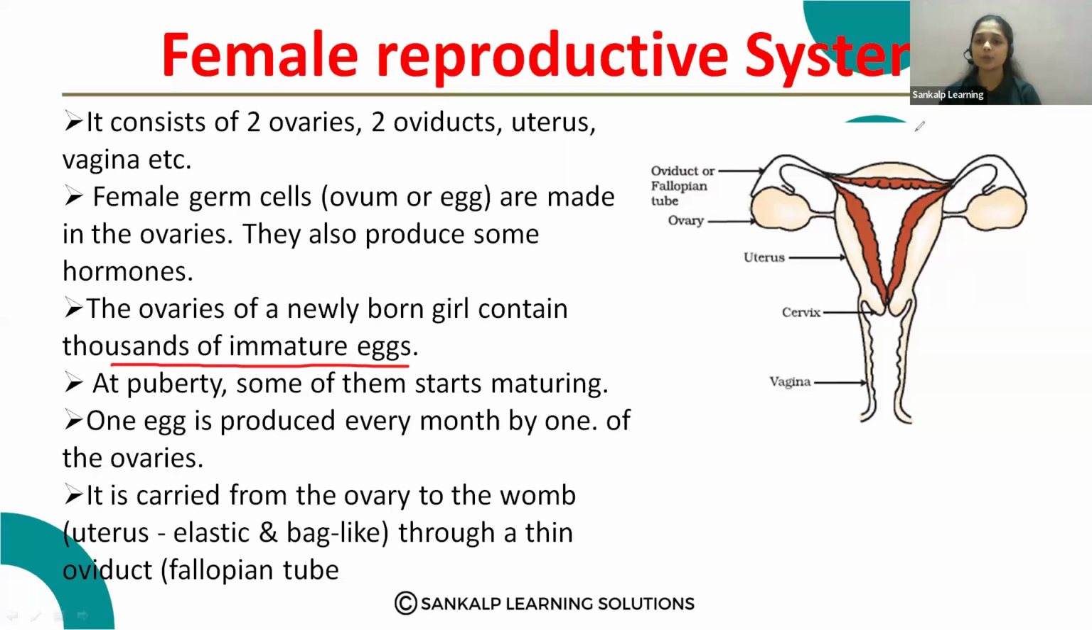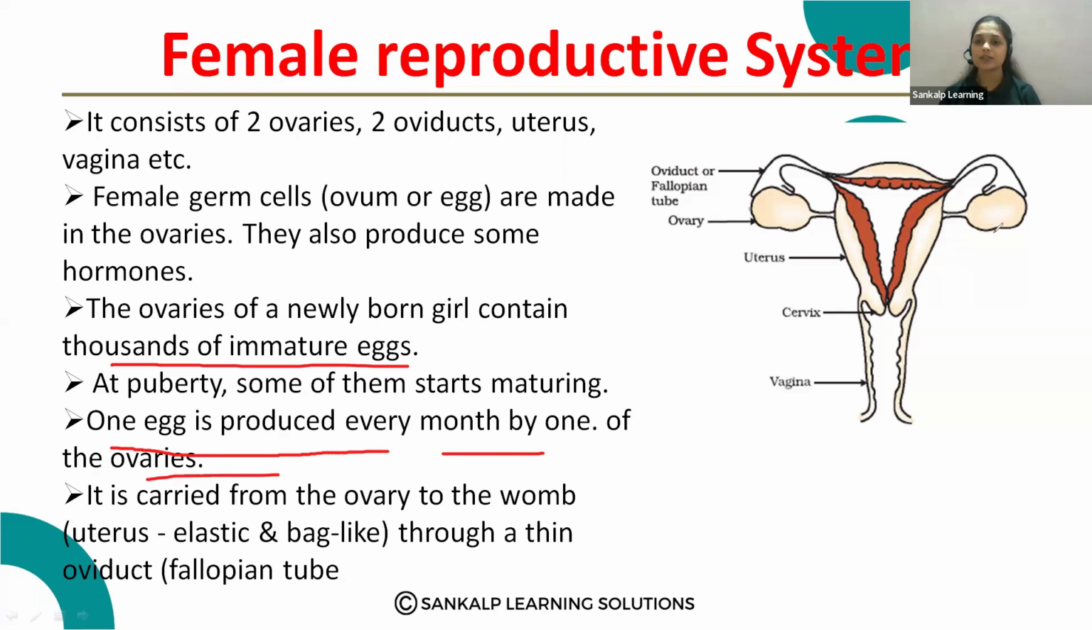At puberty, these immature eggs start maturing, and one egg is released every month by one of the ovaries. Only one egg will be released in a month, from one of the ovaries. So any one of the ovaries will produce one egg.